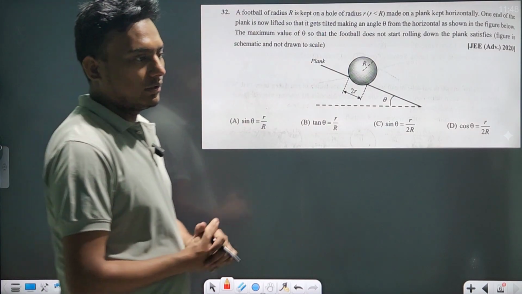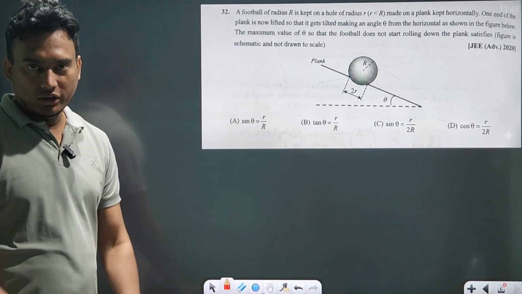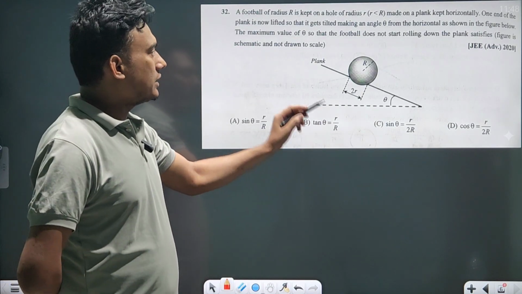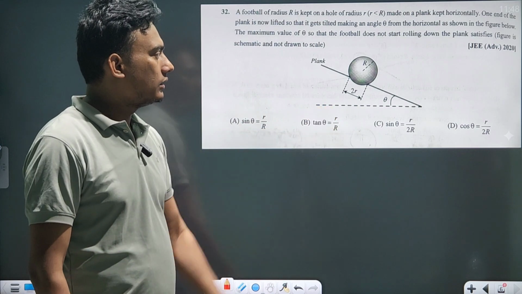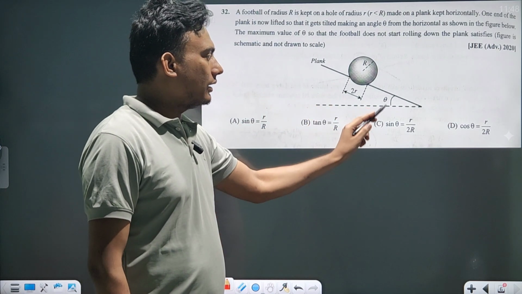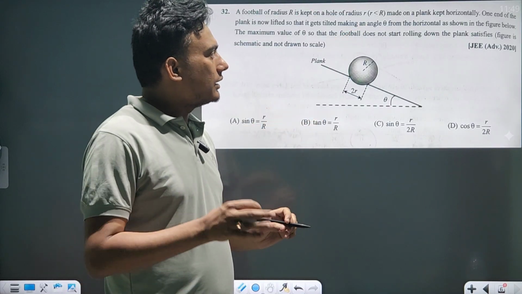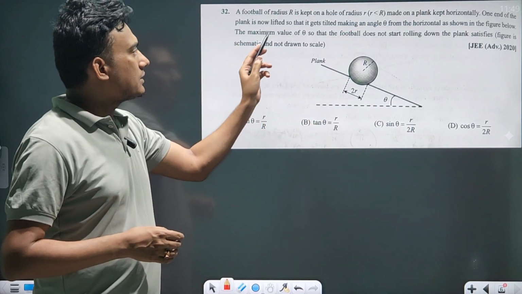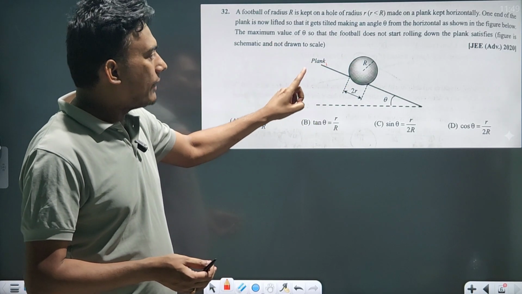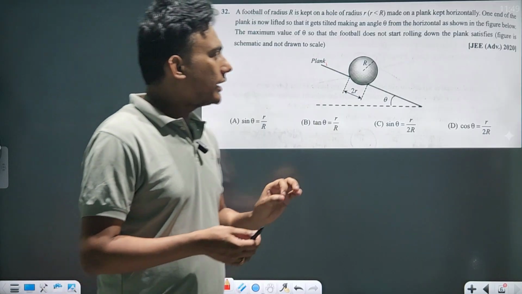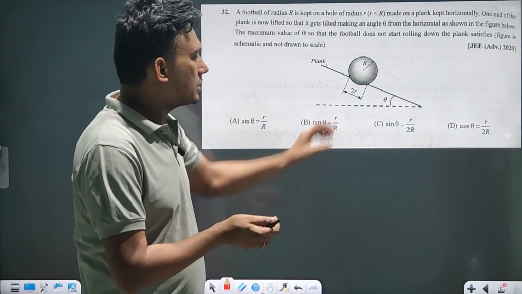After the concept of pure rolling, now I discuss one question which was asked in JEE Advanced 2020. You can see a football is fit in a pit with a distance 2r, the radius of the football is capital R, and the inclined plane has an angle theta. The small r is less than capital R. One end of the plank is lifted so that the football gets tilted. We have to find the maximum value of theta so that the football does not start rolling, meaning the football should not come out of this pit.